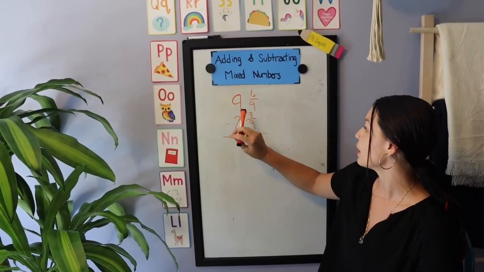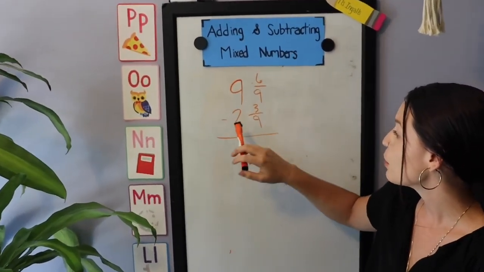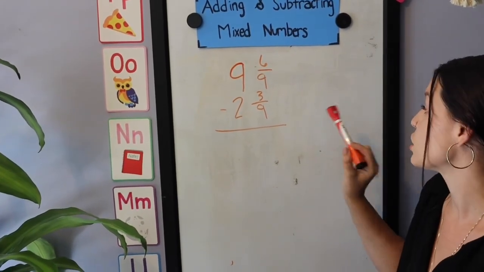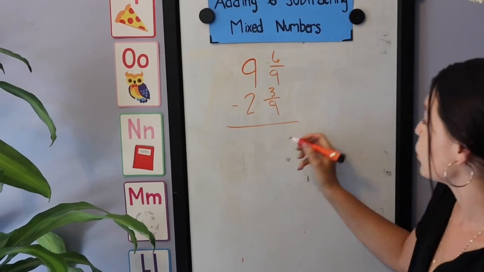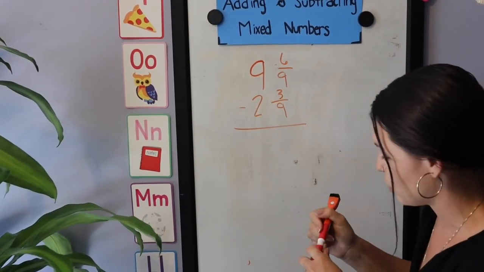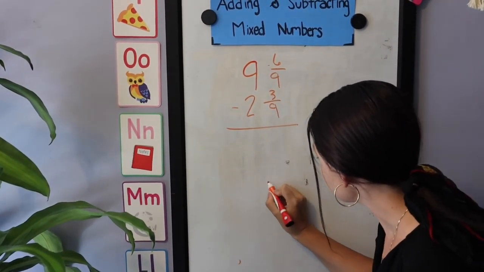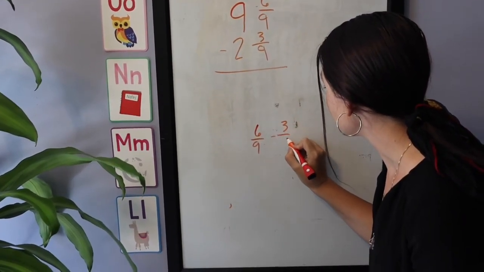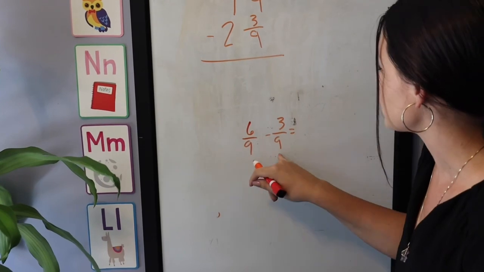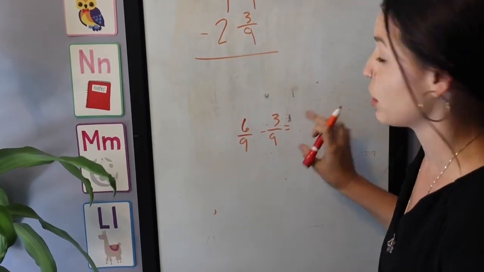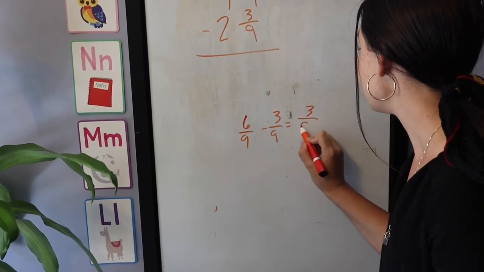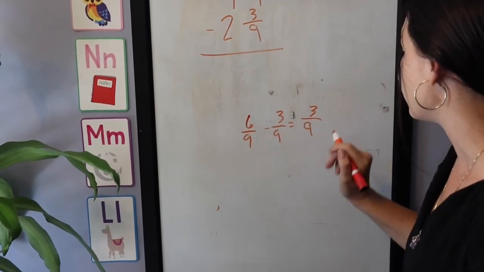So we're going to start with 9 6/9 minus 2 3/9. So just like addition, we're going to start with our fractions, okay? So we're going to do 6/9 minus 3/9. And remember, same denominator, so we can subtract right across. So 6 minus 3 equals 3. And then we keep the same denominator, so it turns into 3/9.